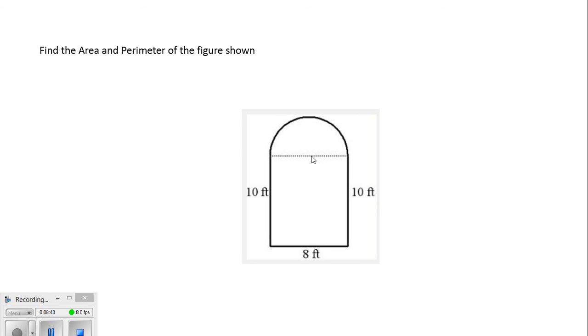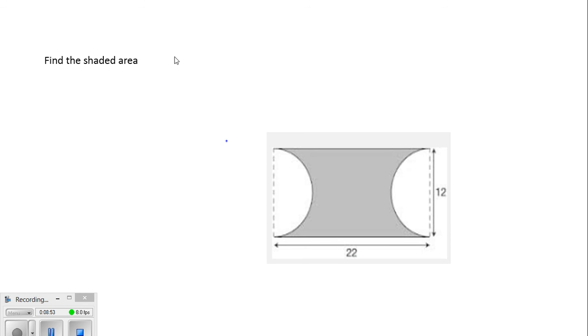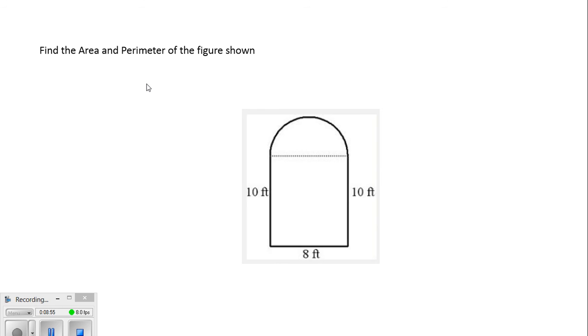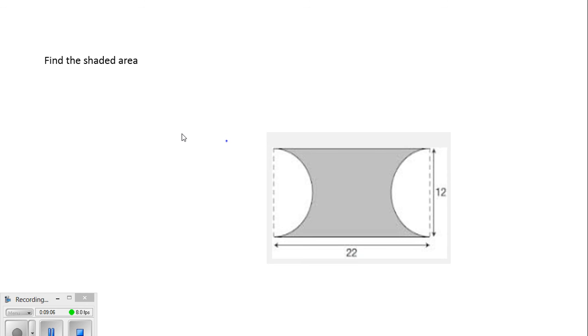But you say, well, what's the radius of the circle? Well, look, this length down here of 8 is the diameter of the circle up here. So then the radius of the circle is 4. And what about the area? Go back to that. What about the area? Well, it's the area of the rectangle plus the area of a half a circle. Okay? You can do it. It's not difficult.